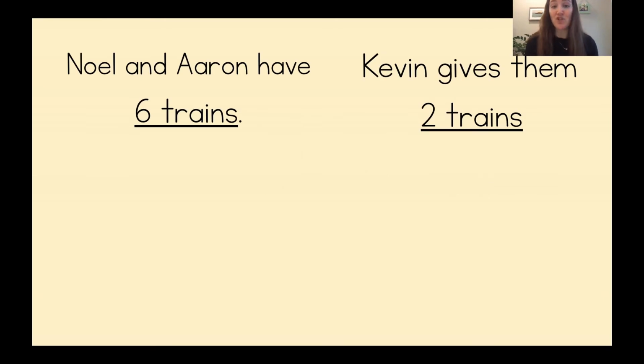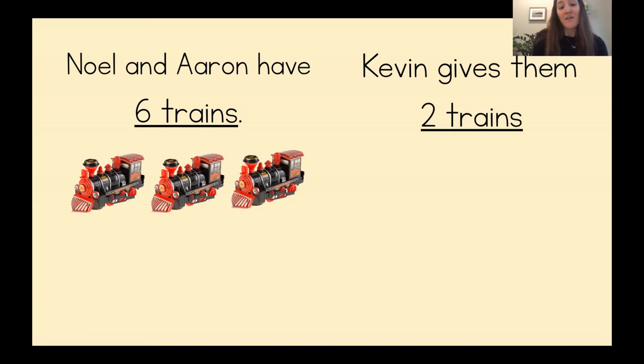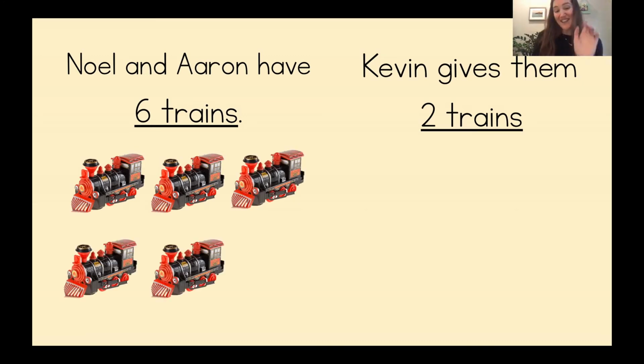So first we're going to show the 6 trains that Noelle and Aaron have. And then we're going to show the 2 trains that Kevin has. And then we're going to count how many there are all together. So first, let's show the 6 trains that Noelle and Aaron have that they're playing with right now. Count with me as I show them to you. 1, 2, 3, 4, 5, 6. Noelle and Aaron have 6 trains that they're playing with right now.